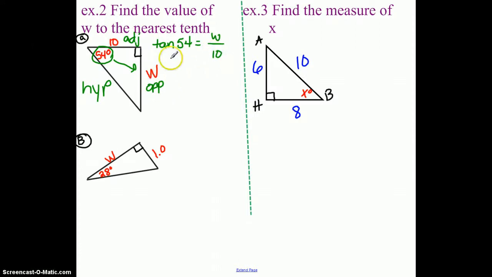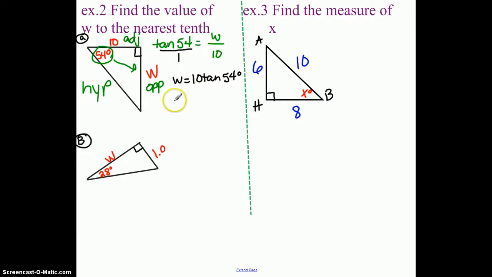Now to solve this problem, it's pretty straightforward. Make it a proportion and cross multiply. So 1 times W is W. Then the other way, it's 10 times the tangent of 54 degrees. Now please be aware, if you have something times the tangent of something, put that number in front. Otherwise, it'll just multiply your angle instead of the whole thing. So in your calculator, you're actually going to do 10 times the tangent of 54 degrees.